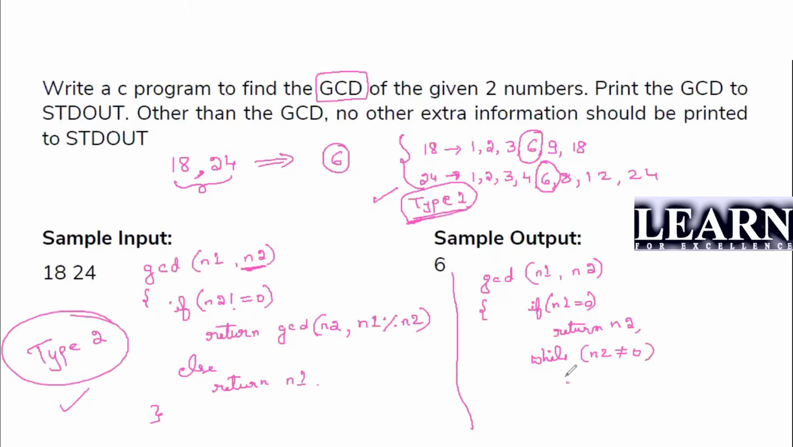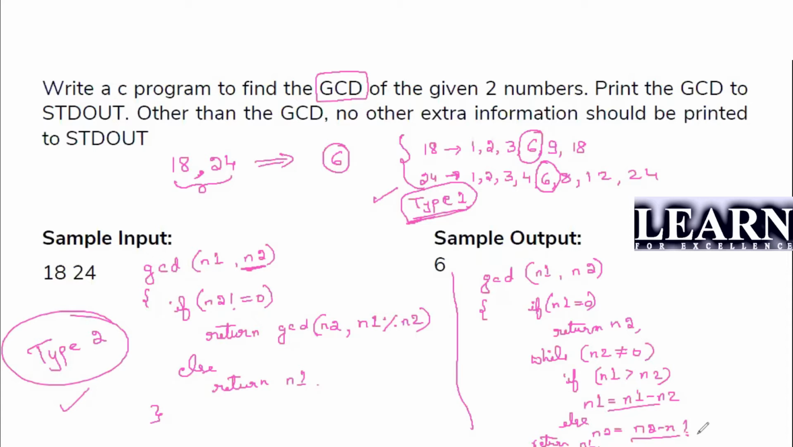inside which, if N1 is greater than N2, then N1 equals N1 minus N2. Else, N2 equals N2 minus N1. And at last I'll be returning N1. Return N1. So this will be the case of subtraction.